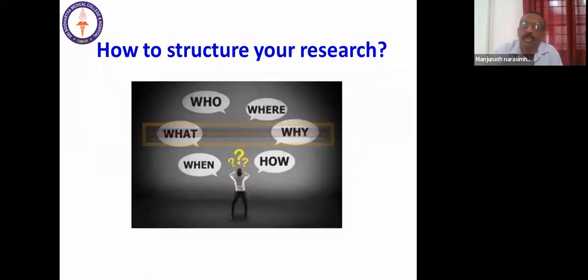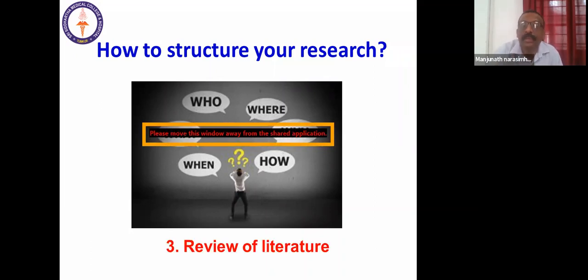Once you have written the introduction, now how are you going to do the research? How to structure the research: who has done this research, where it was done, how it was done, when it was done, all this has to be written in your own words. That is called the review of literature. If somebody wants to test how effectively any postgraduate has read the literature, review of literature is the strength for assessing any postgraduate, how effectively he has understood what the previous researchers have done.